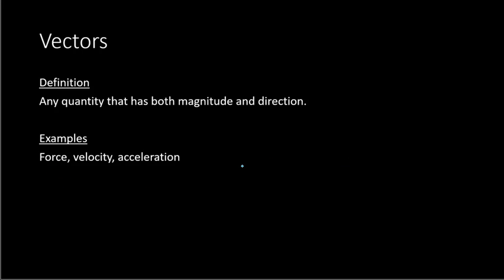So force, for example, let's say we pushed an object this direction. Let's say we pushed with a force of 20 newtons and went in this direction. That would be a vector because it has direction and it has a magnitude or amount given to it. Same idea with velocity and acceleration. Those would be vectors as well because they have a direction as well as an amount. So like velocity maybe like 20 miles per hour south. Okay, that would be a magnitude and a direction.